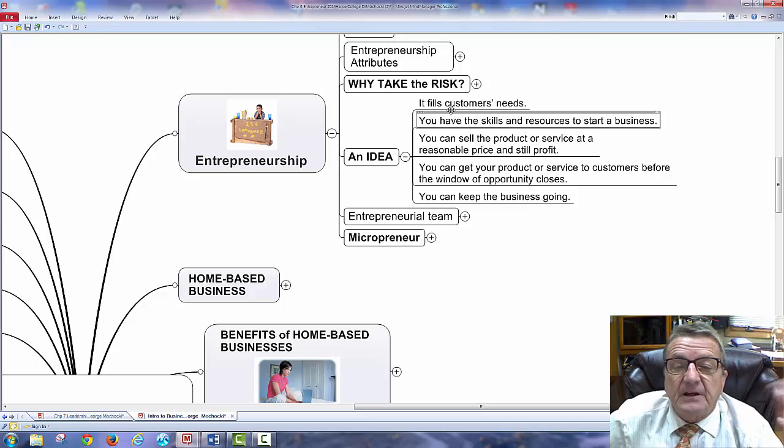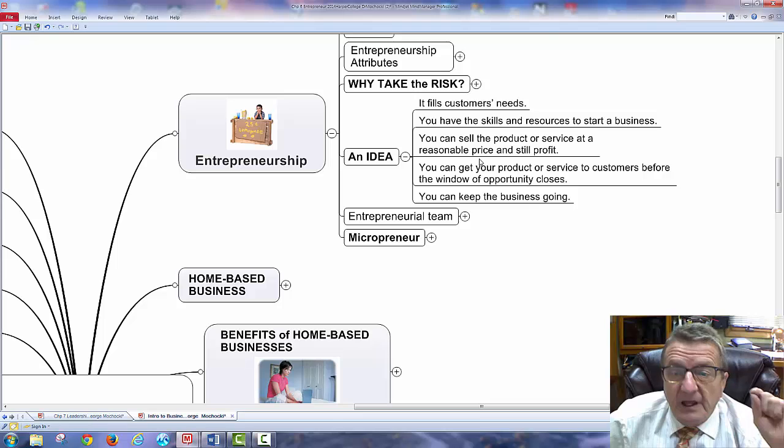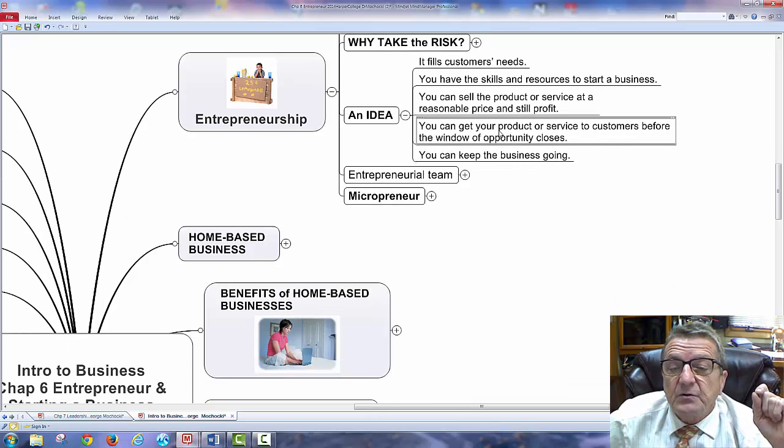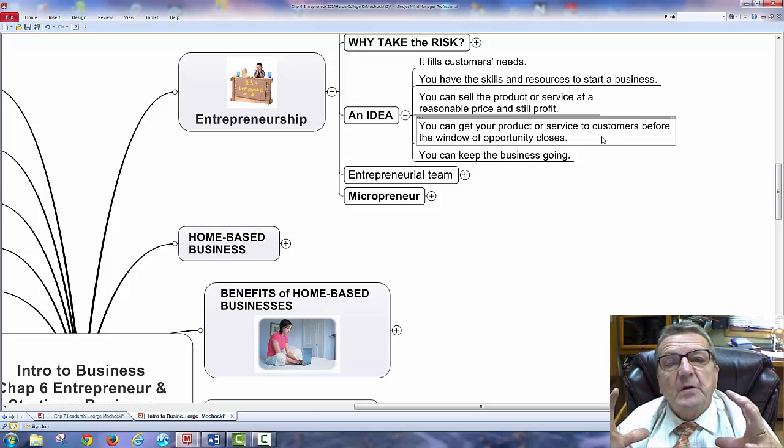Okay, I have an idea. It fills the customer needs. You have skills and resources to start a business. That's why you're taking this workshop or some of my classes at a college. You can sell the product or service at a reasonable price and still make a profit. You can get your product or service to the customer before the window of opportunity closes. Remember, there's a window of opportunity.